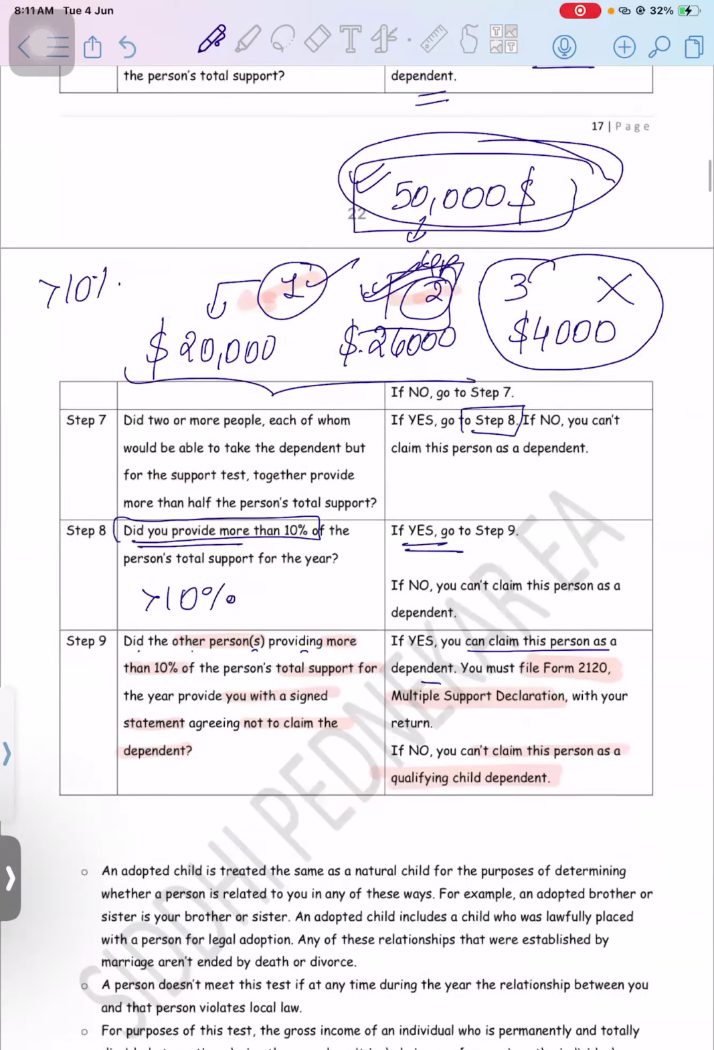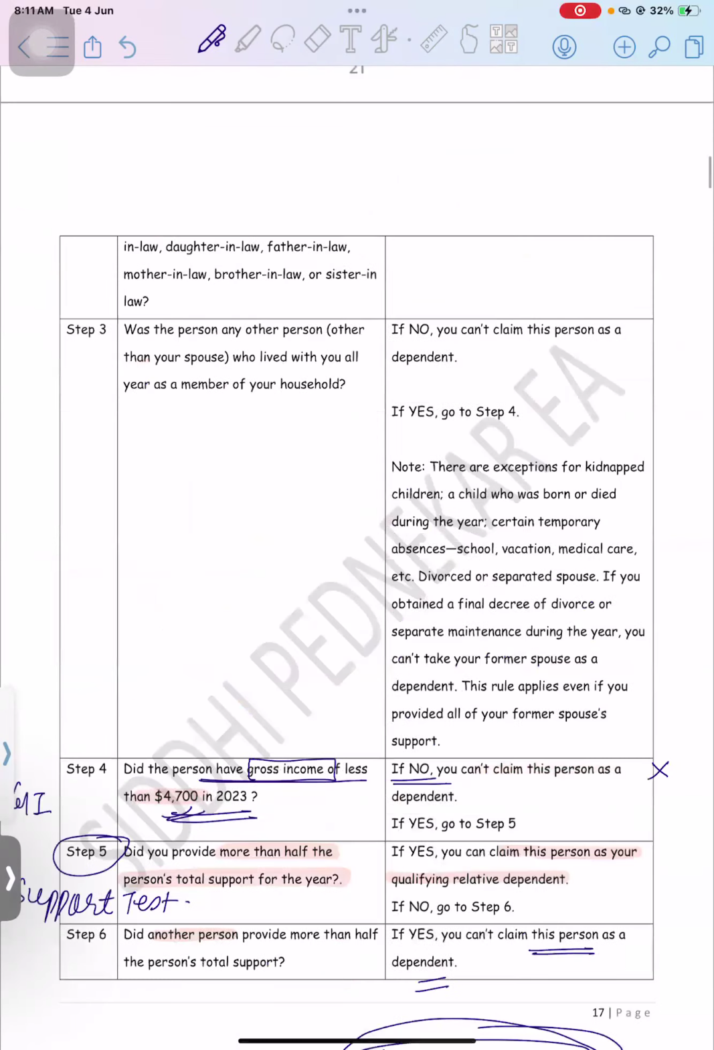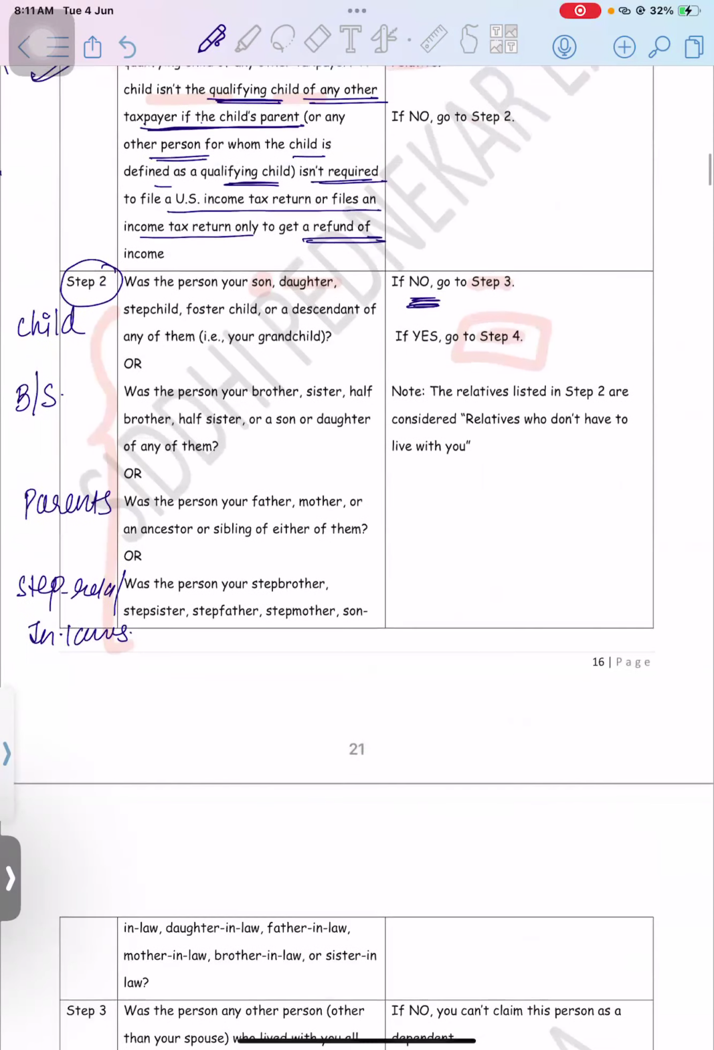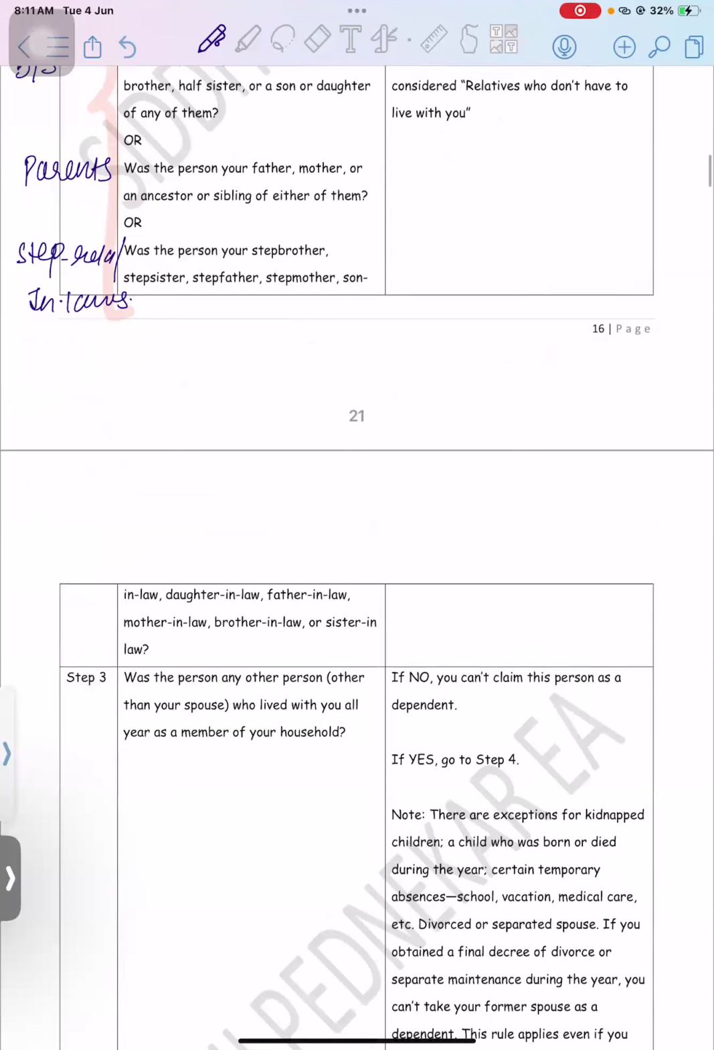Next, one thing we left behind was, if you are not falling under the definition of related person, you are going to check step 3. Step 3 is, was the person, any other person other than the spouse, who lived with you during all the year? So the word we can use here is member of household.